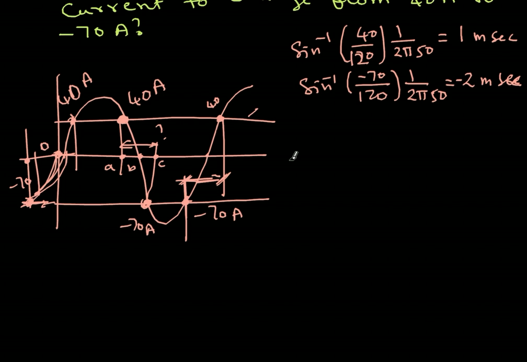So basically, just by observation, just by looking at it, my answer is 3 milliseconds. So this is the answer for this. The shortest time it takes for the current to change from 40 to minus 70 is 3 milliseconds.